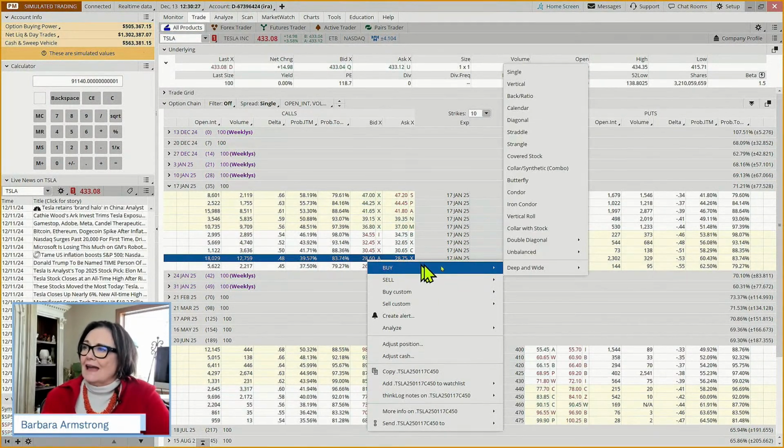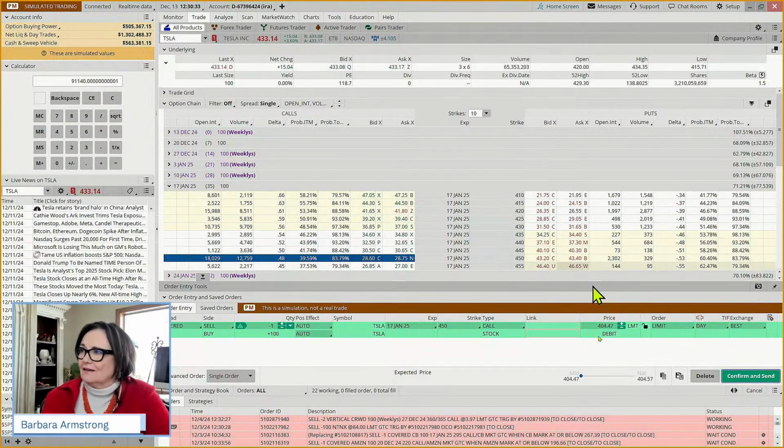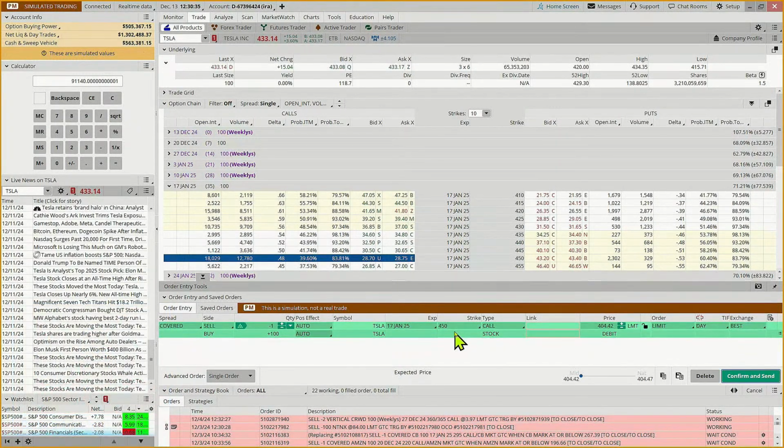So in Thinkorswim vernacular, that's buying covered stock. So the most we can make, and I'm putting air quotes around that, my friends, is $45 a share. Well, I'm not a mathematical genius, but that's over 10%, my friends. And we haven't even added the short put yet.